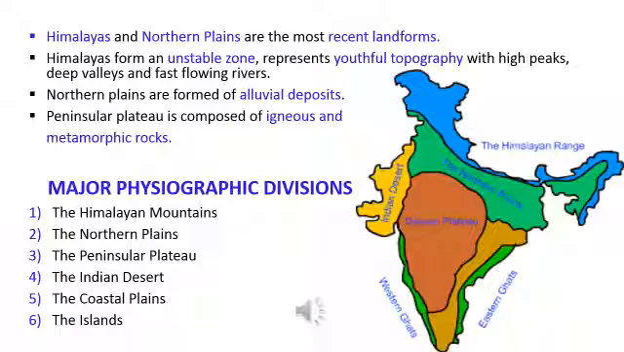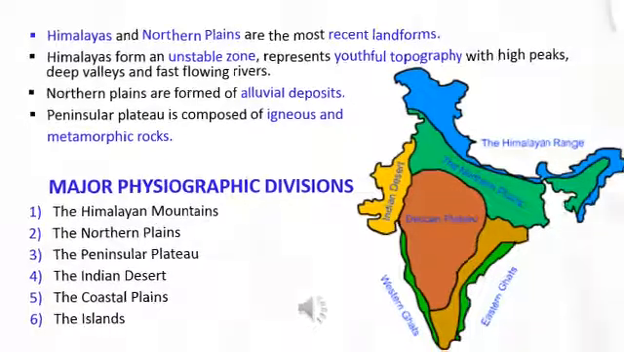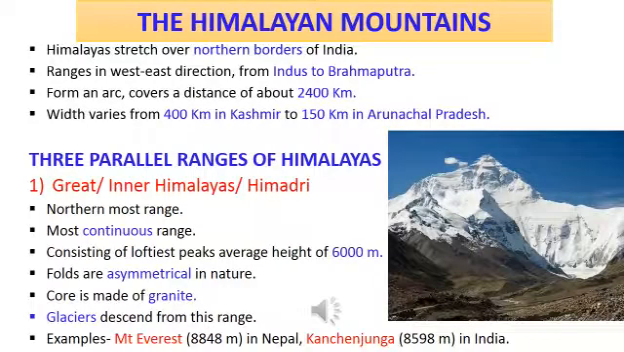Now let us study major physiographic divisions of India. Number 1 is the Himalayan mountains. Number 2, the northern plains. Number 3, the peninsular plateau. Number 4, the Indian desert. Number 5, the coastal plains. And number 6 is the islands. We will study them in detail. Now, let us study these features in detail.